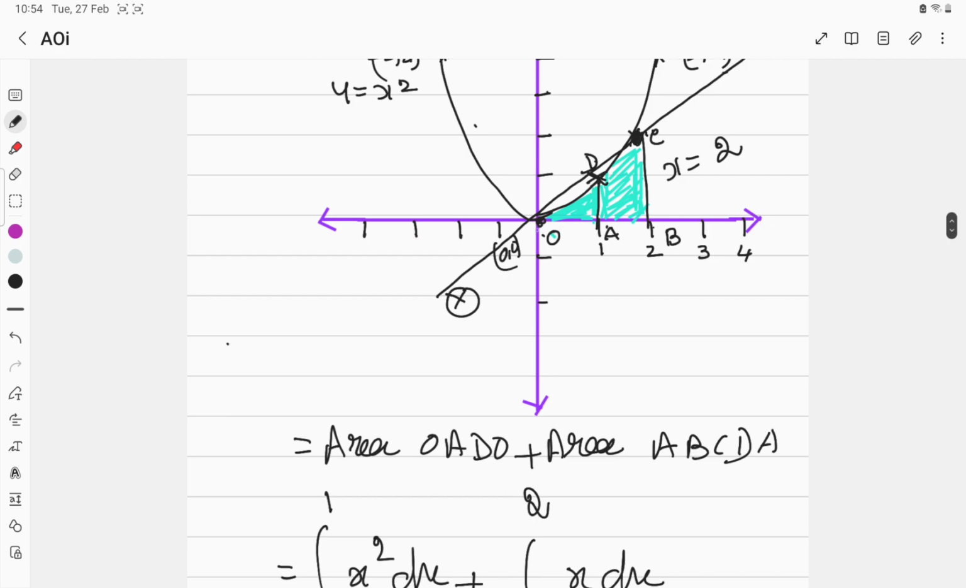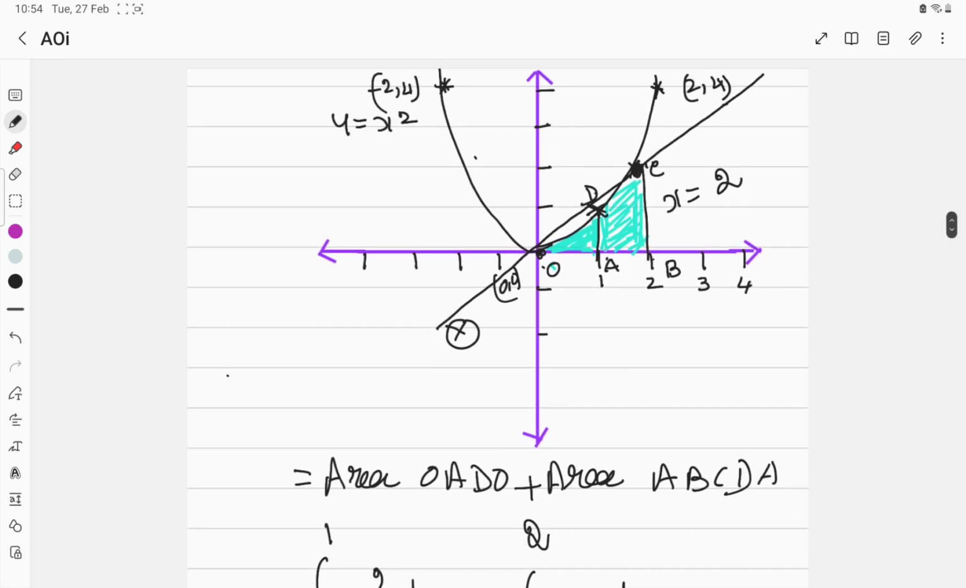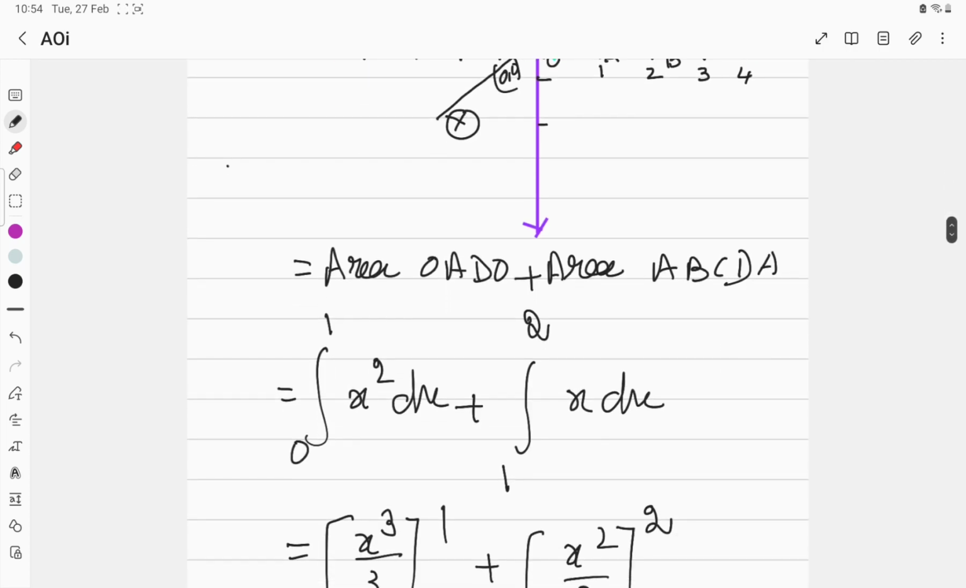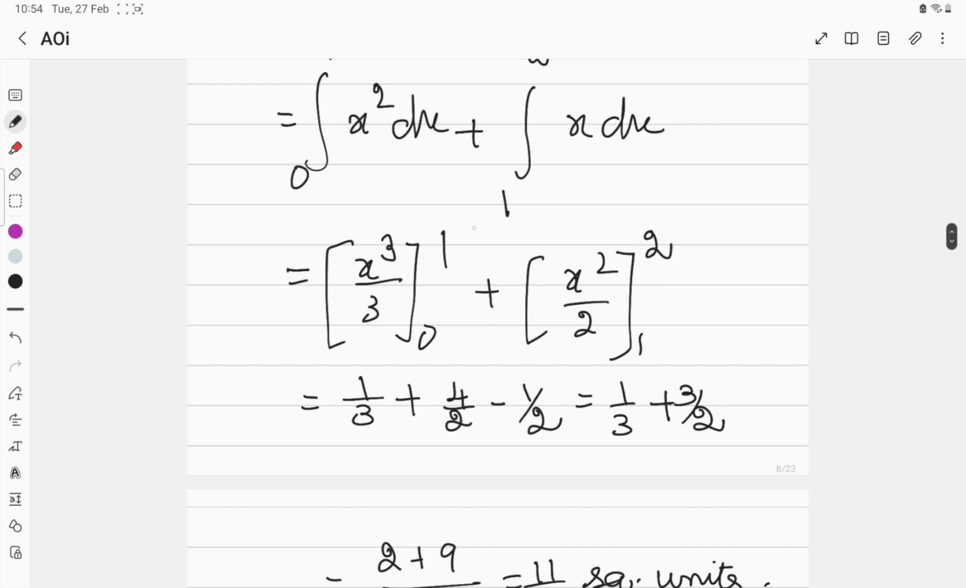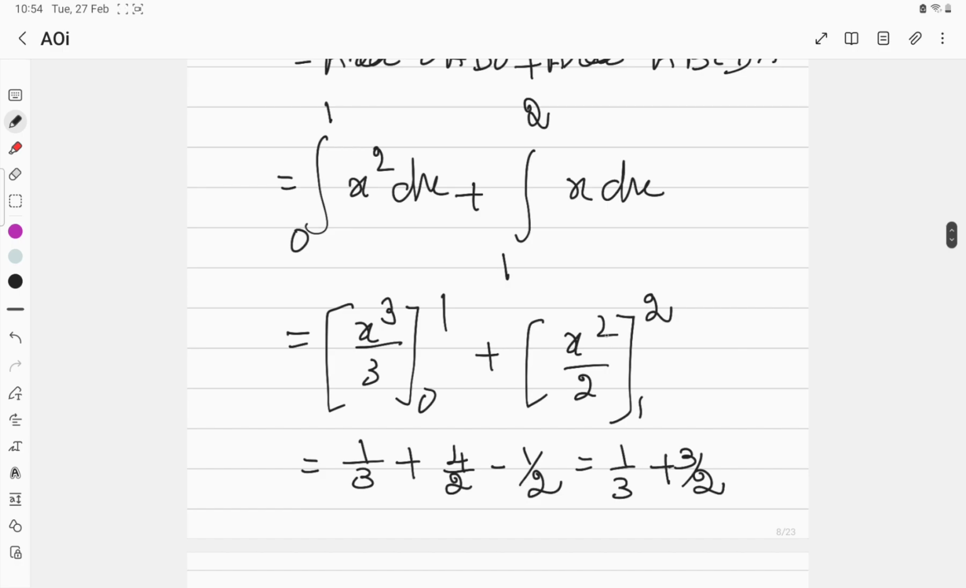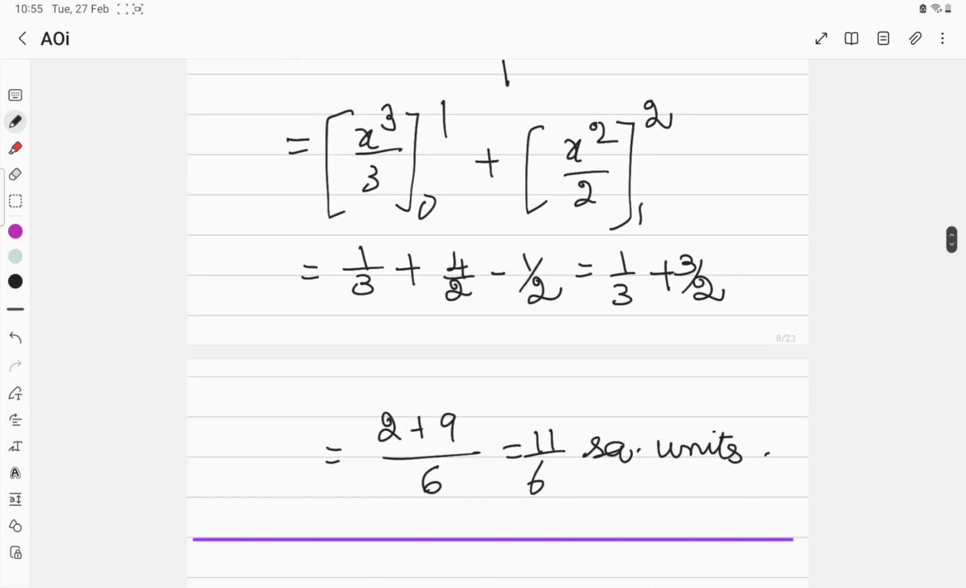Area OADO is under a curve. Therefore, here x goes from 0 to 1, integral of x square dx, plus from 1 to 2, integral of x dx. On integrating, we get x cubed by 3. Using the limits 1 and 0, we get 1 by 3. Here, the integral of x dx is equal to x square by 2. Using the limits 2 and 1, we get the value 11 by 6 square units.